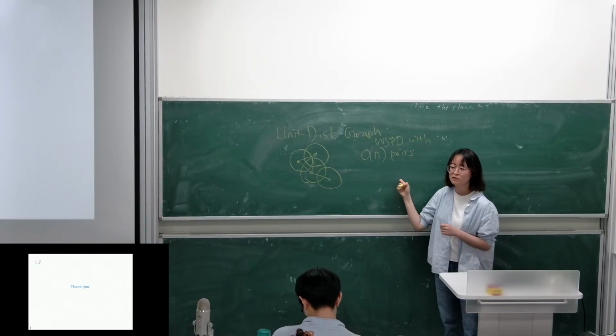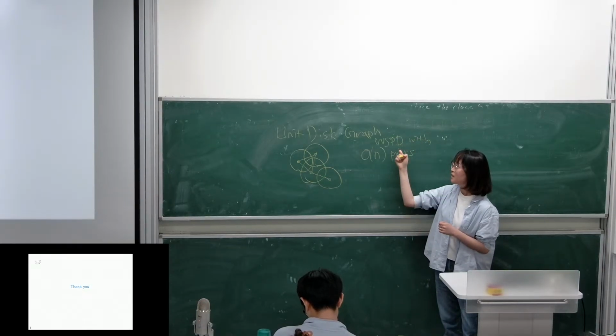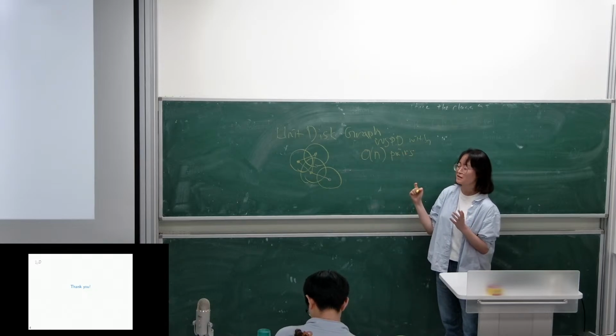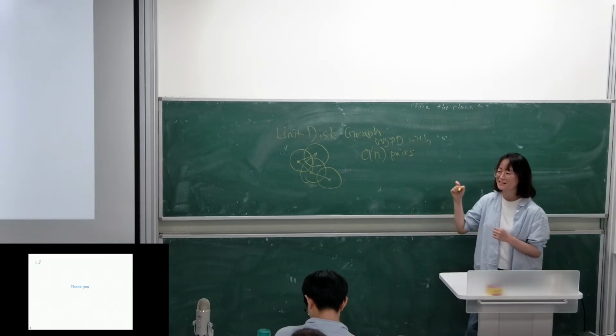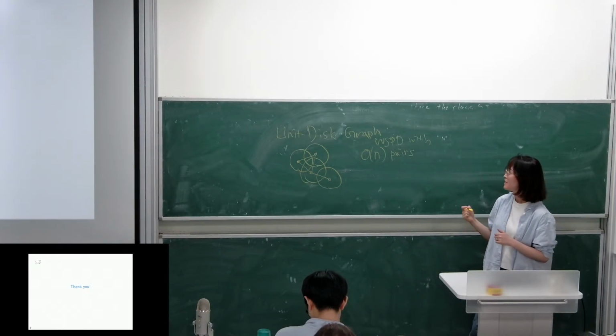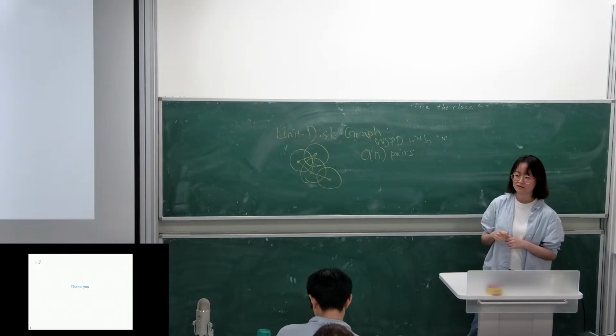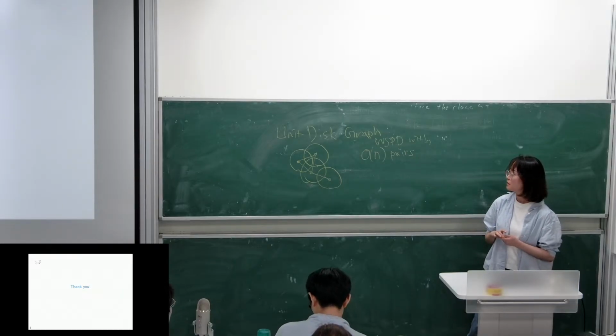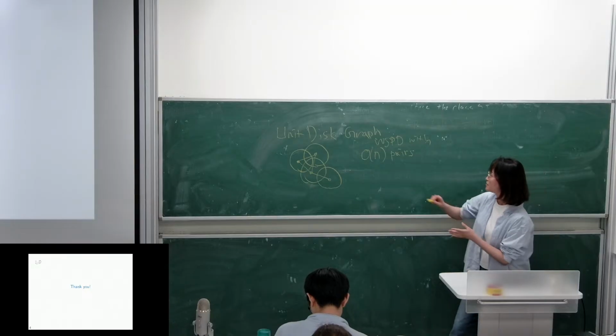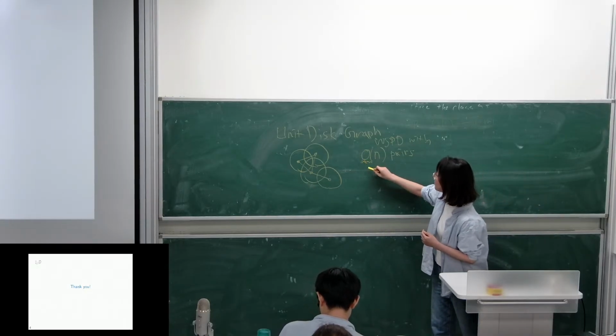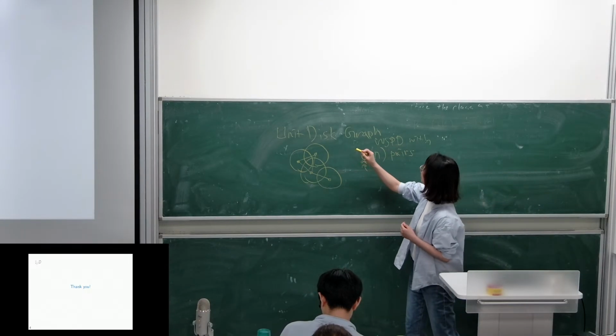And this is the only graph class that, as far as I know, has a well-separated pair decomposition. Meaning for any constant C, you can. Yes. And here, this constant depends on C.